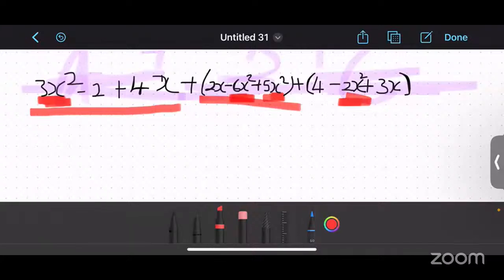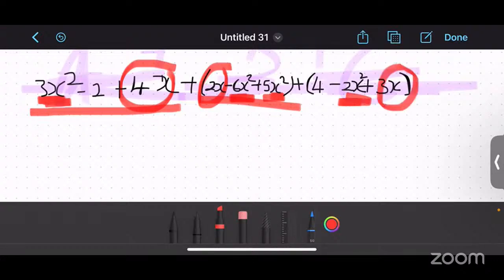Manahil, what are the like terms that you see here? The 4x, the 4 and the 3x. The 3x at the end. This one, okay. And Muluko, what are your like terms?